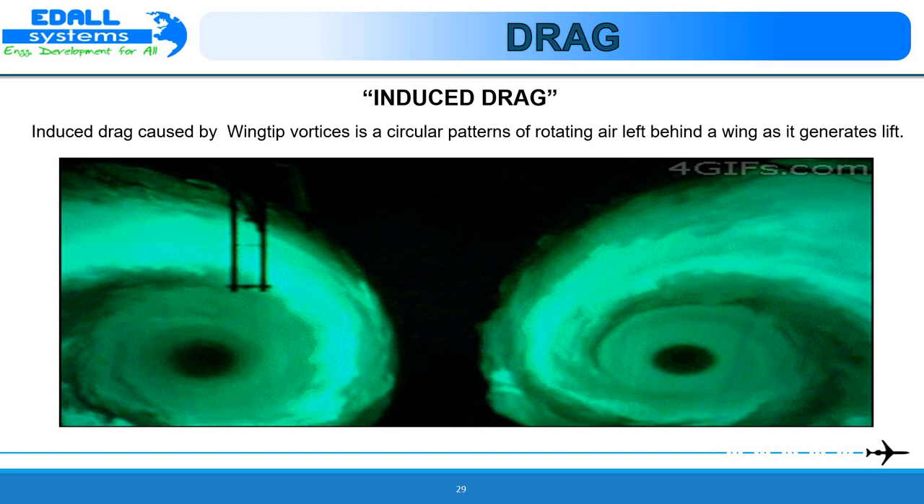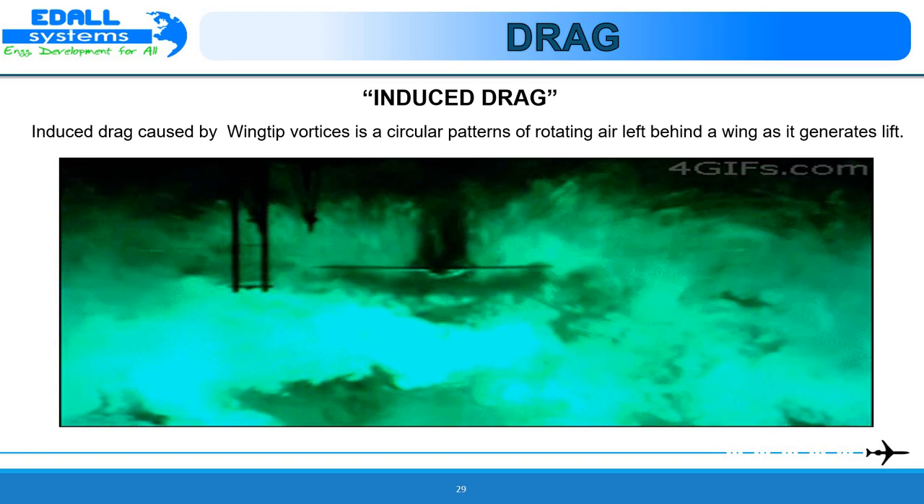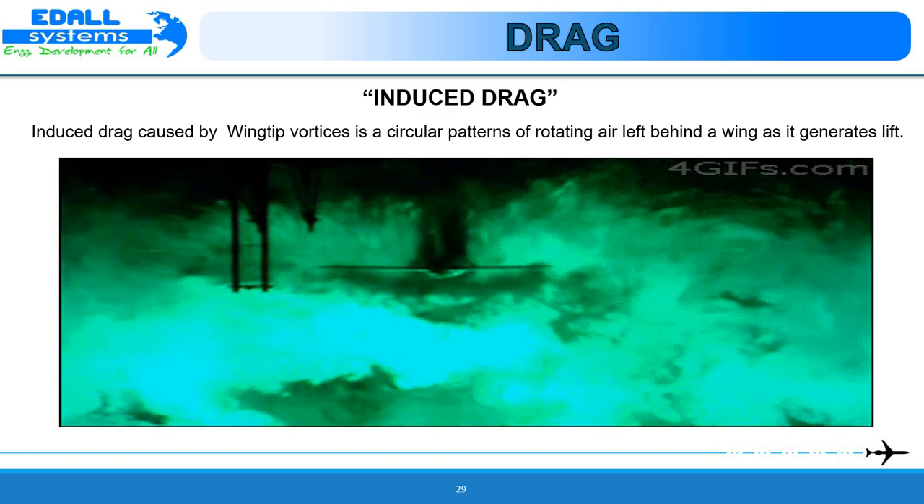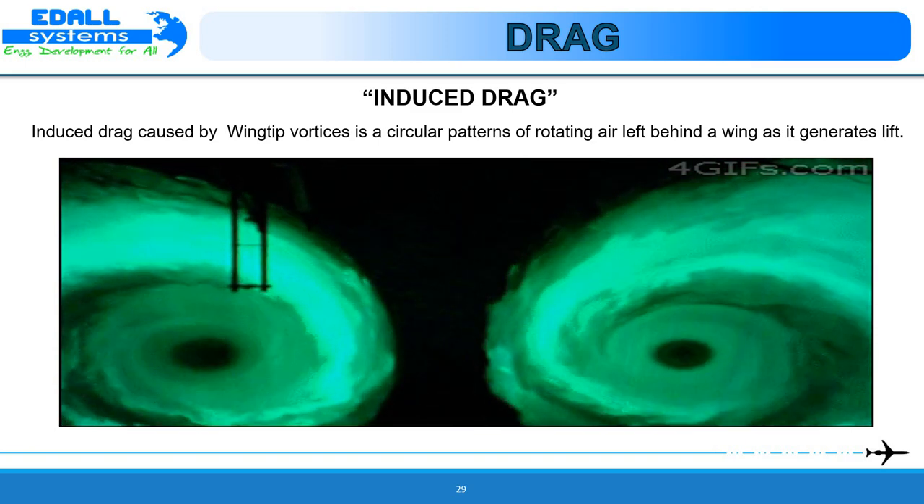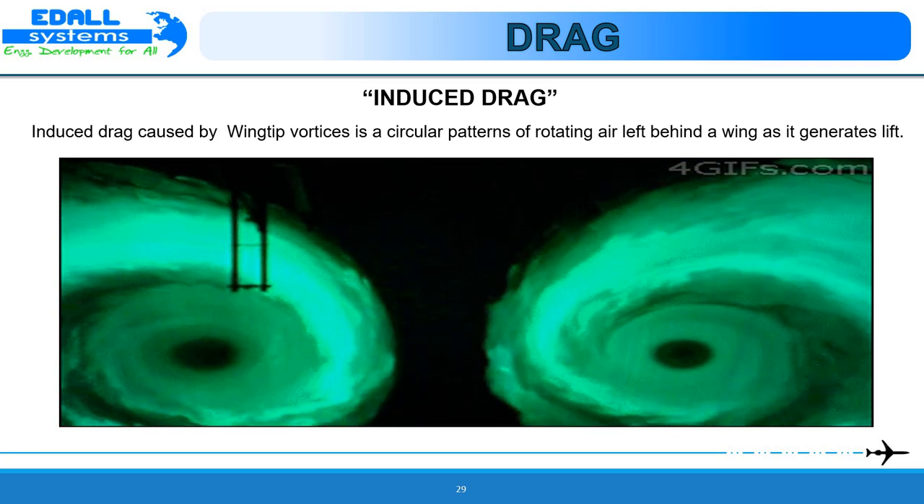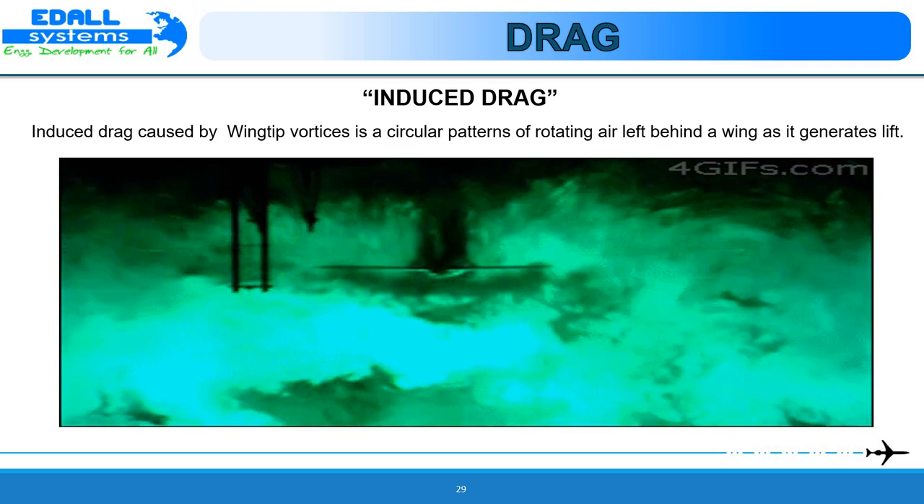The net resultant is that the lift force is no longer straight up. It gets tipped back slightly, and that means some of the lift now becomes drag. This is induced drag, or drag due to lift, and it always happens for three-dimensional wings.